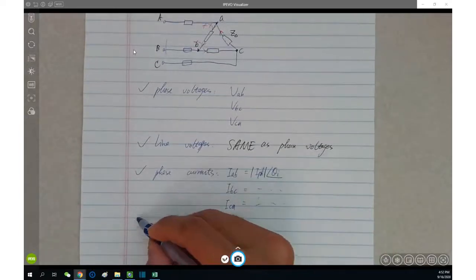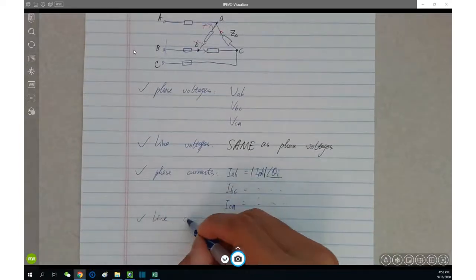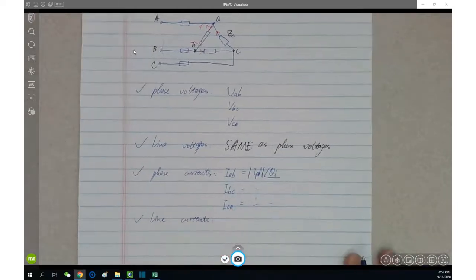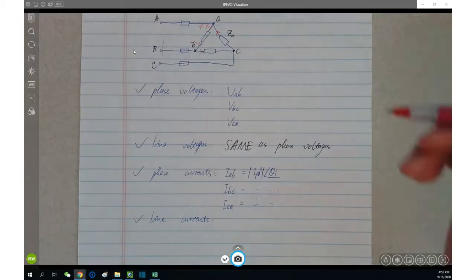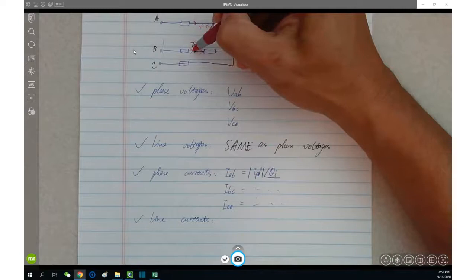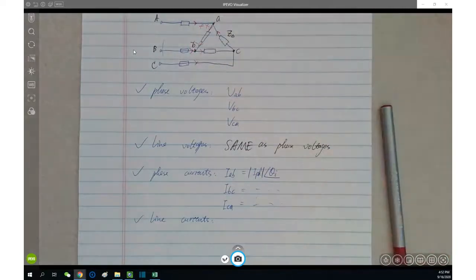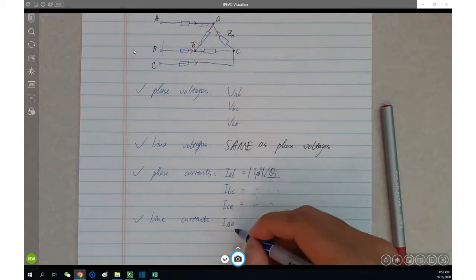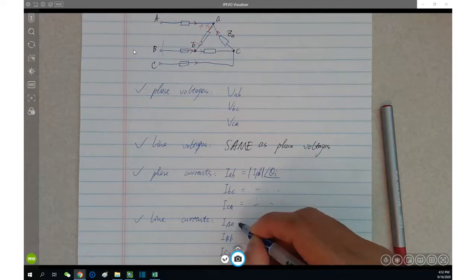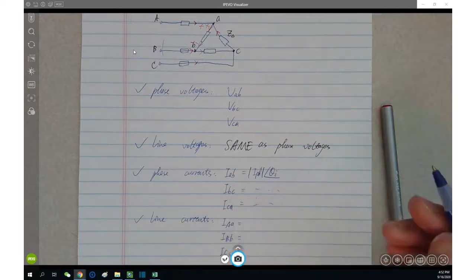Last one is the line current. Once again, find them in the circuit. Where are they? Line current definition is currents through each phase line. Each phase line is here. Here and here. Of course, this time is not same as the phase current. We know they are what? IAA, how about that? IBB. ICC. Does it make sense?